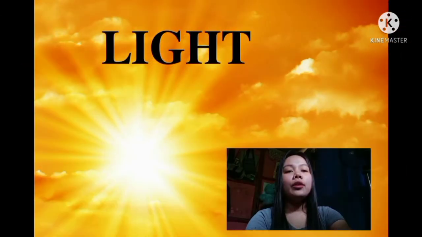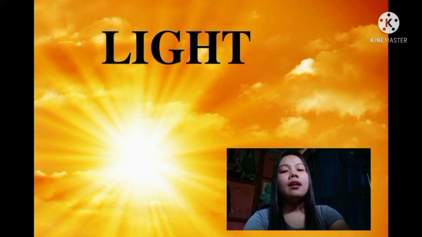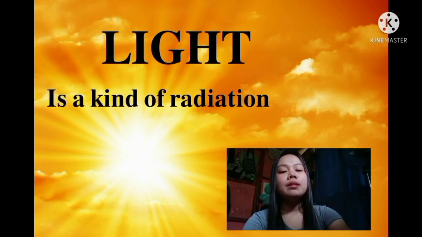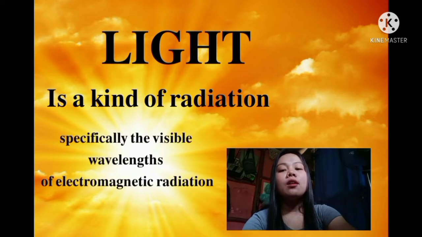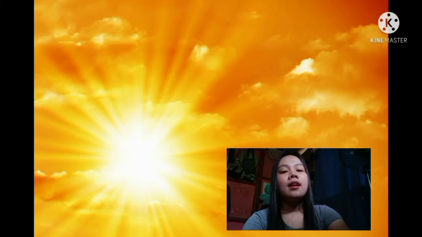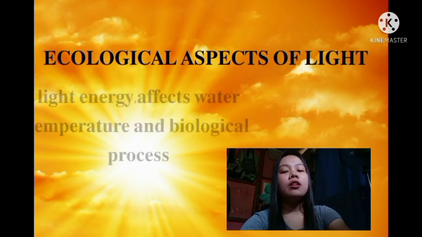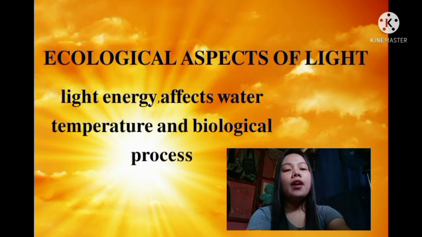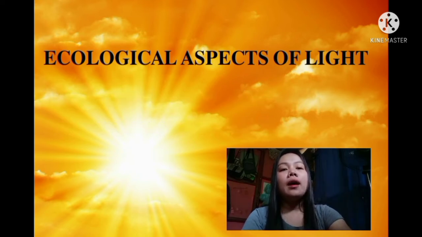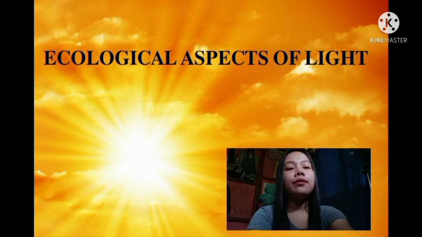So another part of abiotic components is light. Light is a kind of radiation, specifically the visible wavelengths of electromagnetic radiation. Light is important for humans, animals, and plants. And there are ecological aspects of light. These are how light energy affects water temperature, biological processes such as the relationship between predators and prey, and also plant photosynthesis and growth.